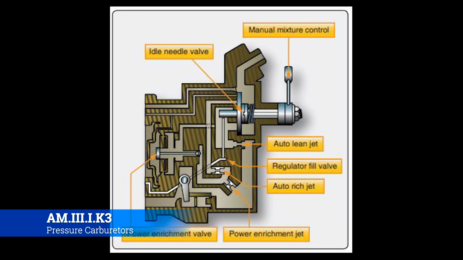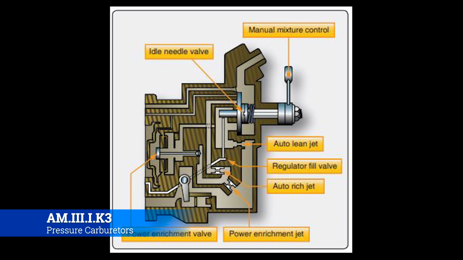The manual mixture control is a rotary disc valve consisting of a round stationary disc with ports leading from the auto lean jet to the auto rich jet and the two smaller vent holes. Now we're going to look at a graphic here in just a second to go over that, so we'll table that one.